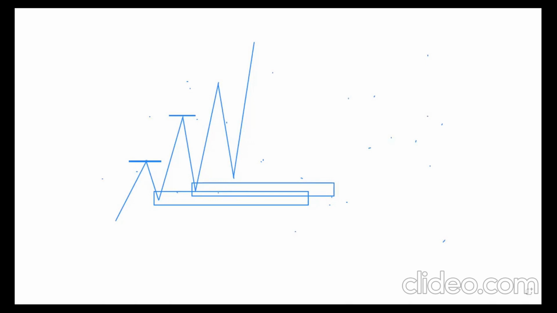The same thing that happens here is what happens for a supply zone. So what actually makes a supply zone? You want to see a sharp rise, then it forms a base, then you want to see a sharp drop. The last bearish candle before this particular drop is what we will consider as a supply region.